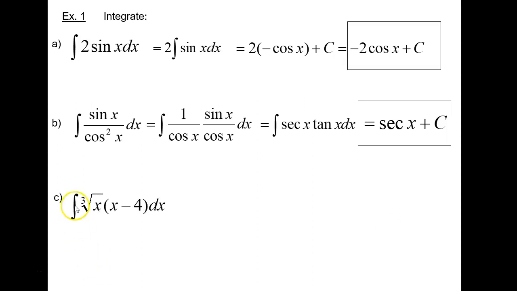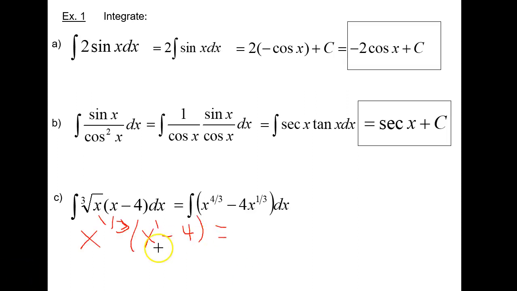How about the integral of the cube root of x times (x minus 4)? Again, we need to get this so that we can apply a power rule, because we're dealing with functions that can be written as x raised to some number. So what I would do is distribute the cube root of x first. Make sure you see where this is coming from.